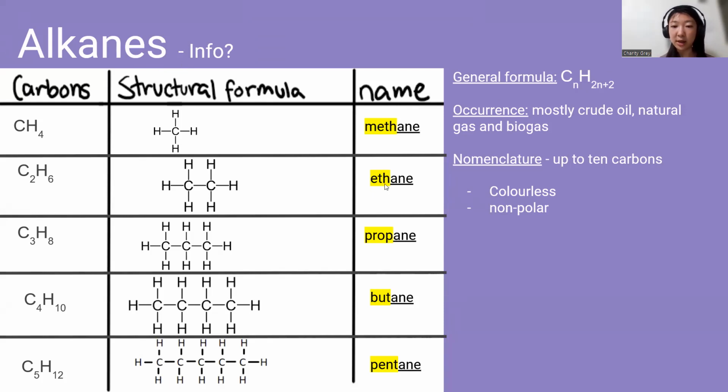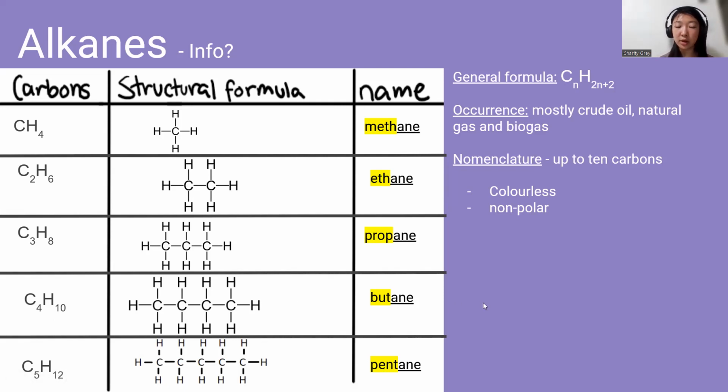Ethane, the E-T-H stands for 2 carbons. So you will draw out 2 carbons and then fill in the hydrogens with this formula. Or if you know that a carbon must have 4 bonds, you will want to fill in 4 bonds. Because this carbon is already bonded to a carbon, we just have to fill out 3 more hydrogens, right? Propane, the P-R-O-P, stands for 3 carbons. Butane, the B-U-T, stands for 4 carbons. And pentane, just like a pentagon, the P-E-N-T stands for 5 carbons.